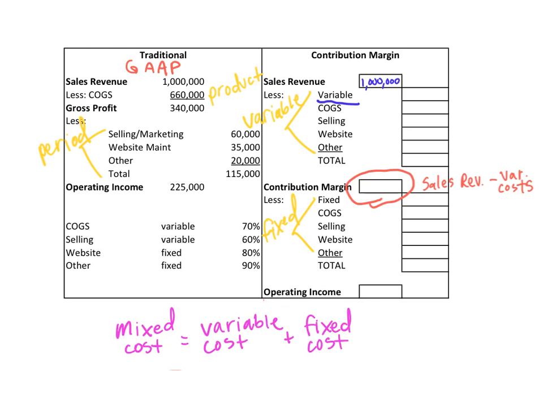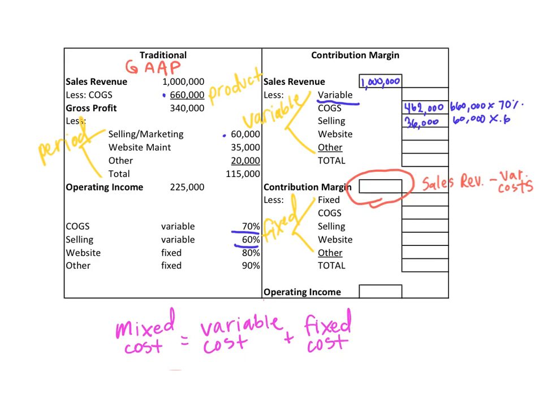What we need to do is, for each of these four expenses, calculate the amount that is variable. For cost of goods sold, we can see that 70% is variable, so we will simply take 70% of $660,000, which gives us $462,000. We will do the same thing for selling expenses. We can see that 60% of selling expense is variable, so we will simply take 60% of the selling expense on our traditional income statement, which gives us $36,000.